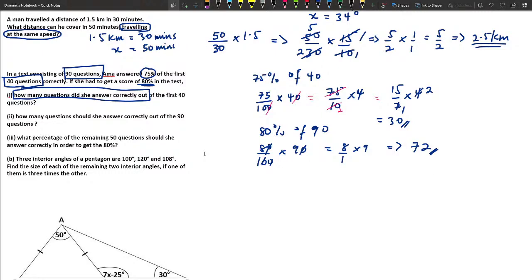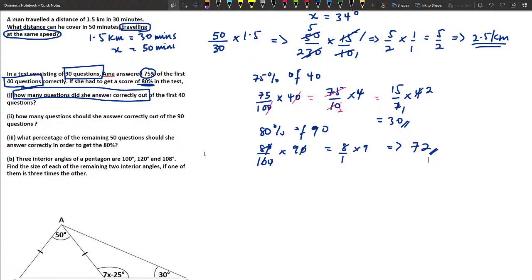So 8 times 9 is 72. So out of the 90 questions, in order for Amma to score 80%, Amma should be able to answer 72 questions correctly. So with this one, it should even apply to you and how you go into your exams. You should be able to do some of these calculations. If I want to get 80, how many questions should I be able to get correctly? Which topics should I surround those questions with? Which topics will help me answer those? But the best thing is to just learn well and go and write.